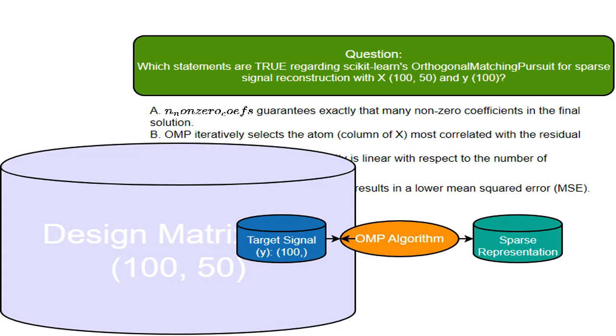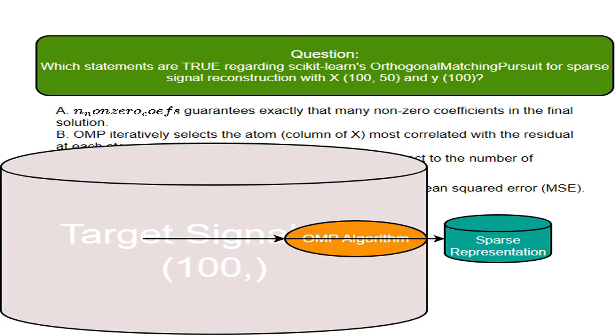This tells us the size of your data matrix X. There are 100 data points, samples or rows, and each data point is represented by 50 features, variables or columns. This is your target variable, of length 100. You're trying to reconstruct this signal or predict this value using a linear combination of columns from X.